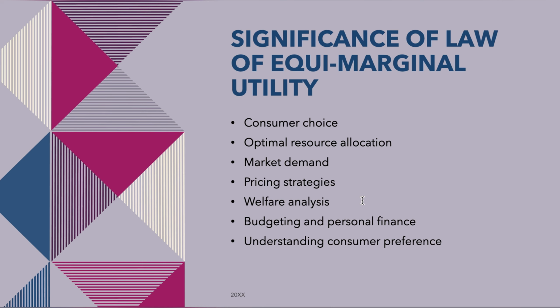Budgeting and personal finance. Now we can also understand through this law how a person uses his budget, how he finances his goods, and how he determines what goods he wants to purchase with his given resources, given income, and other factors. Then understanding consumer preference, of course, that we said consumer choice. This law helps us understand the consumer preference, how a consumer chooses goods, what goods he prefers, what goods will give him the maximum satisfaction.